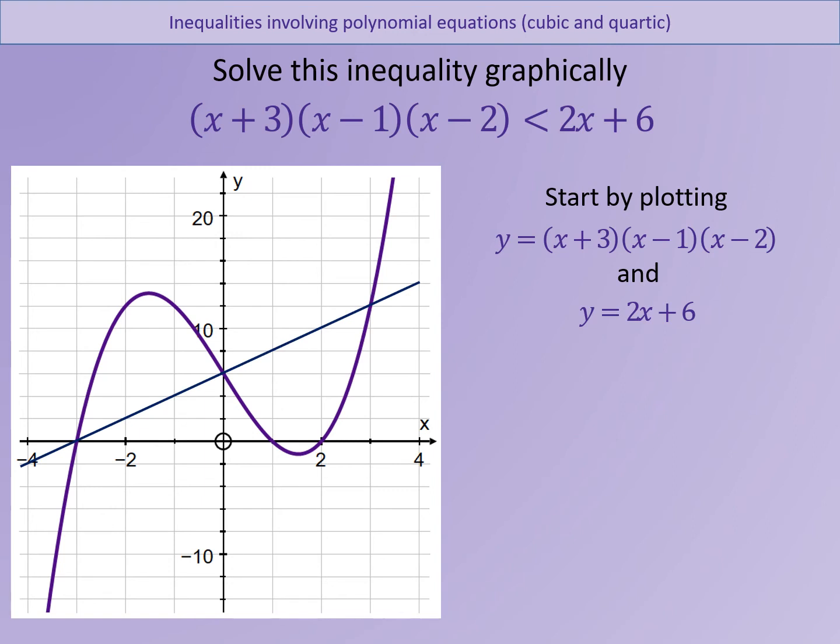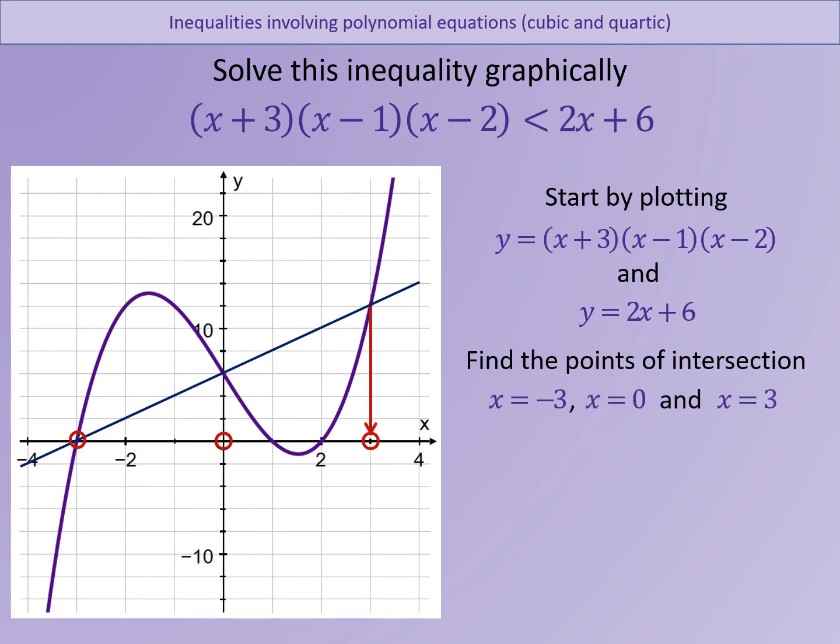So basically we could either multiply out the 3 brackets, change the less than sign for an equal sign, take everything over to one side, and then either solve it algebraically or use the cubic solver on the calculator. So when we solve that, where we work out the points of intersection between the cubic and the linear graph, we get 3 solutions. We get minus 3, 0, and 3.